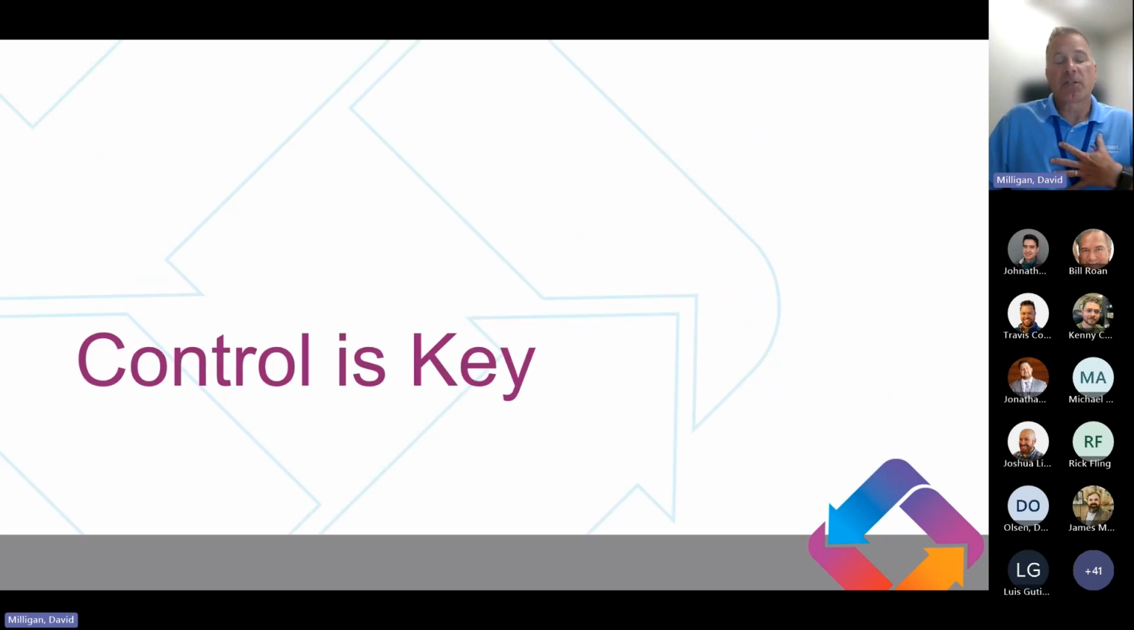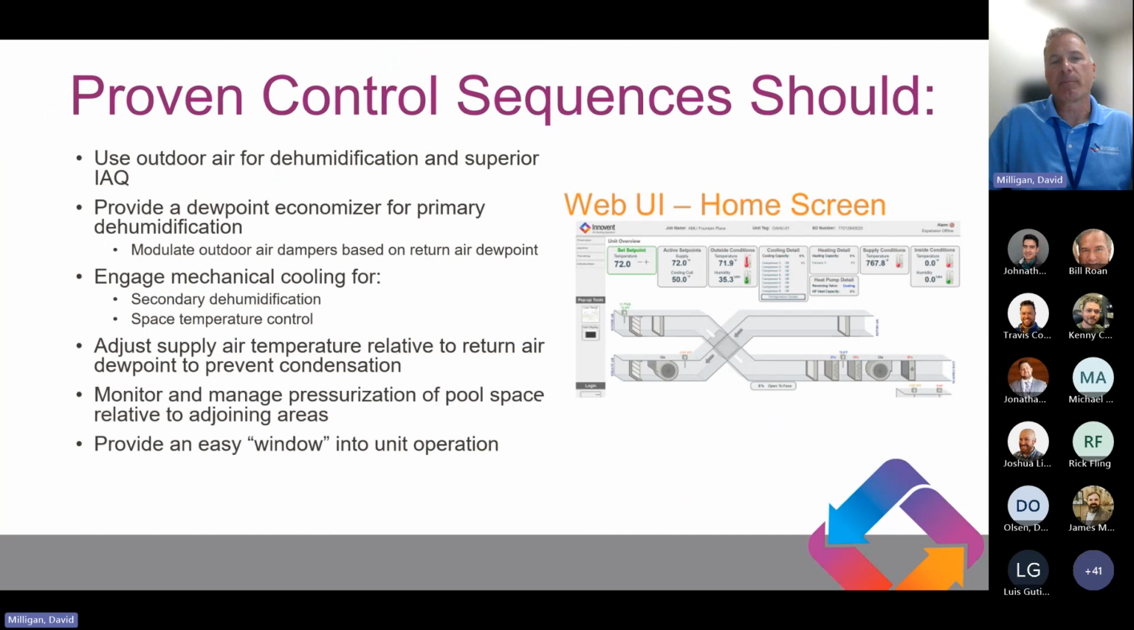Lastly, we were talking about controls. Control is a very important part here. And with ours, we have a lot of sequences that we do utilize on a lot of our pool units. Our first thing is we're trying to maintain the humidity. So we're going to make sure we're operating our outdoor air and return air dampers to maintain the dew point in the space. If and only if we reach our maximum amount of outdoor air, then and only then do we turn on our compressors to do dehumidifying.